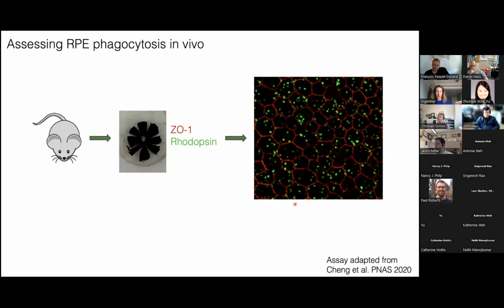The phagocytosis of the outer segments is a circadian regulated process. And if you look at light onset, that's when you're going to see the largest number of rhodopsin positive puncta stained on the RPE. And then as the day goes on, that number will decrease, the idea being because they're being taken up and degraded as the day goes on.